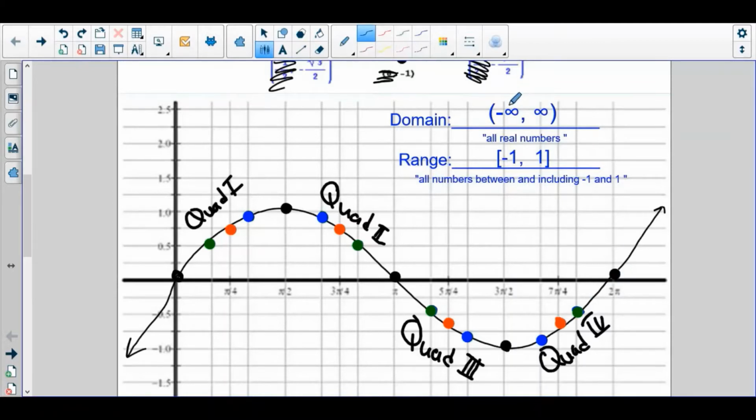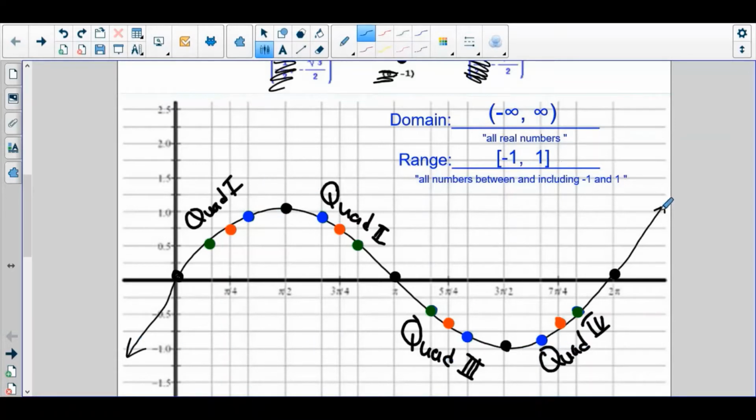The domain is actually negative infinity to infinity in interval notation. Notice parentheses, as a review, because I cannot include the value of infinity, so I have to use parentheses. And verbally, that is all real numbers. The range is negative 1 to 1.